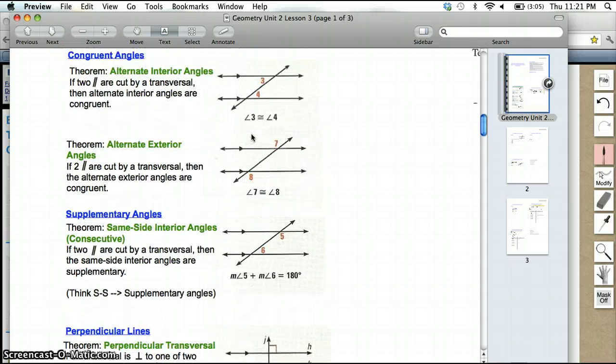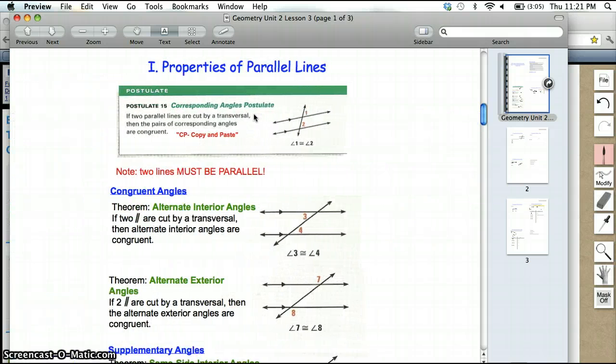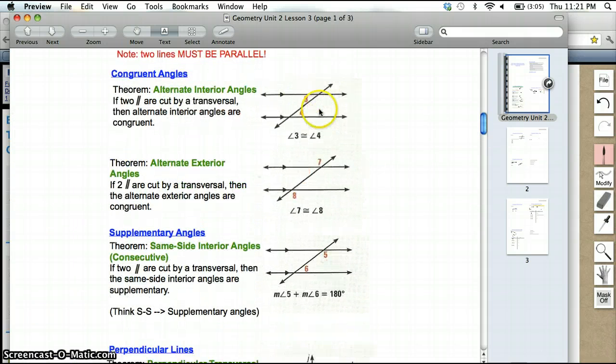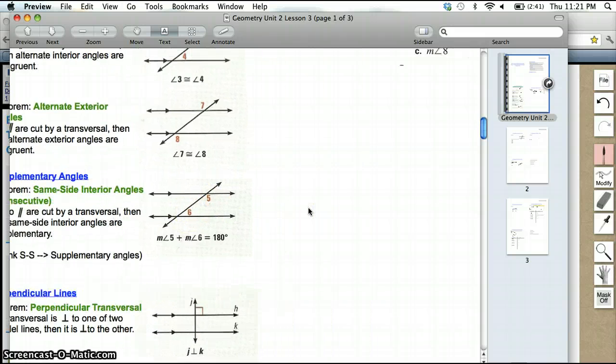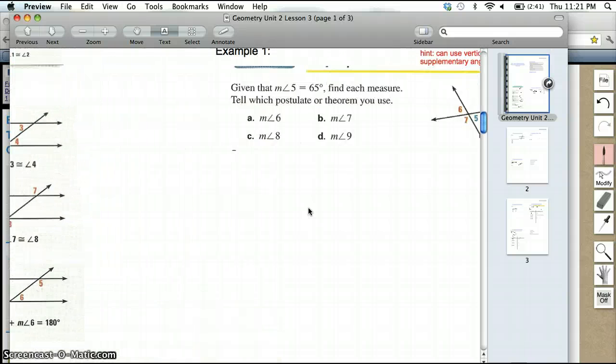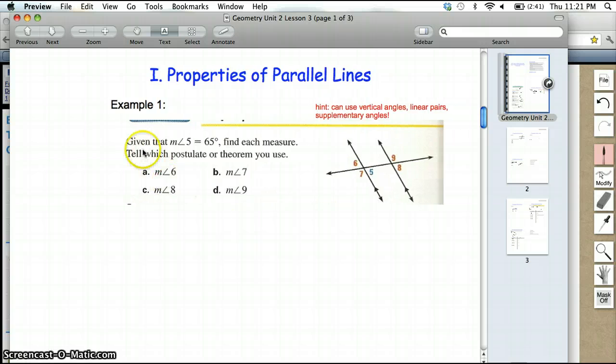Okay, so now you know the four main types of angles that are cut by a transversal. You have corresponding angles, alternate interior angles, alternate exterior angles, and same side interior angles, also known as consecutive angles. So let's look at example number 1. It says it's given that the measure of angle 5 is 65 degrees, and you need to find the measure of each of the other angles.